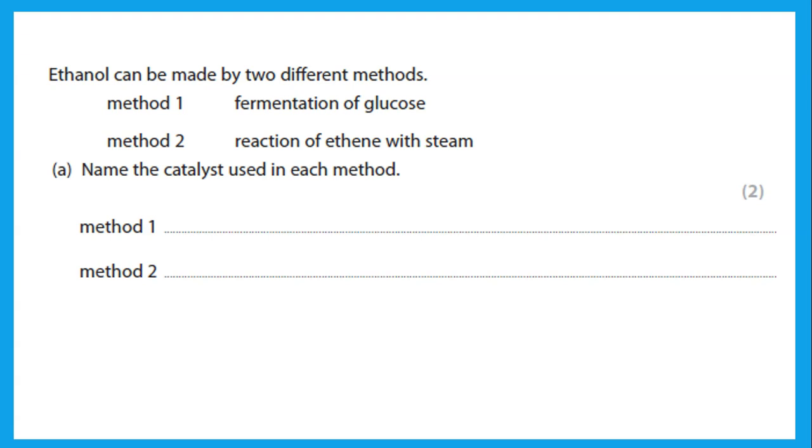Name the catalyst used in each method. What is the catalyst in fermentation? Remember, we said fermentation means I'm adding yeast to the glucose. Yeast contains the zymase enzyme. So remember that the catalyst in the fermentation of glucose is the enzyme in the yeast. The enzyme in the yeast is called zymase enzyme. That's our catalyst. Now, in the second method, the method of adding steam to ethene, what was the catalyst? We said the catalyst was phosphoric acid, H3PO4.